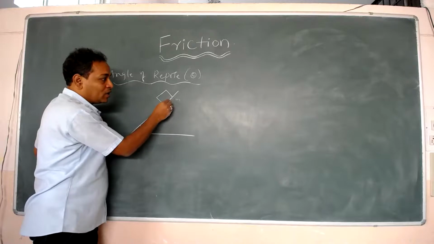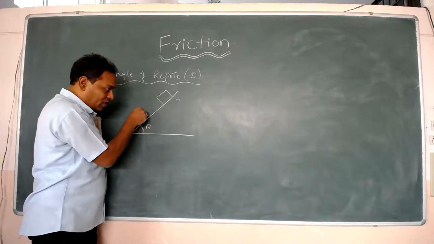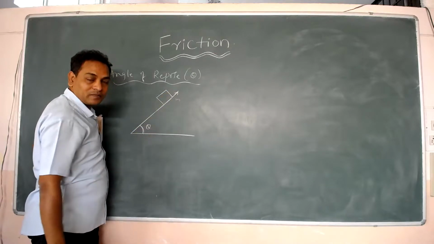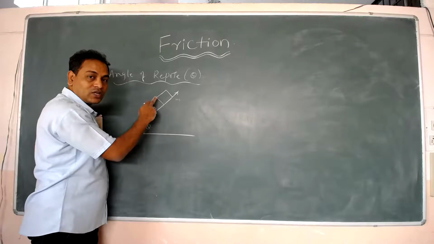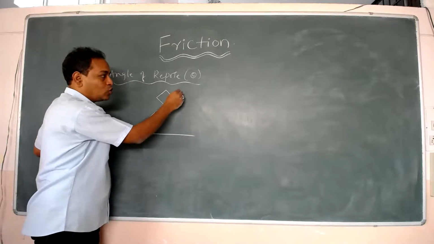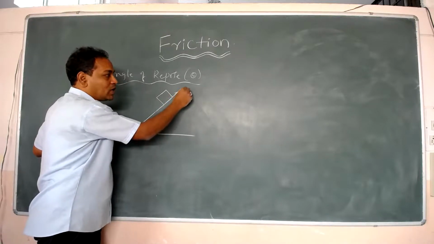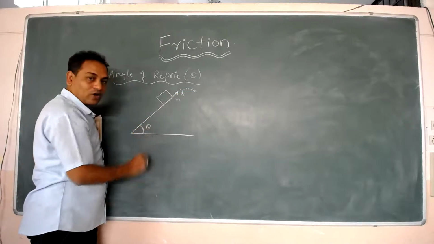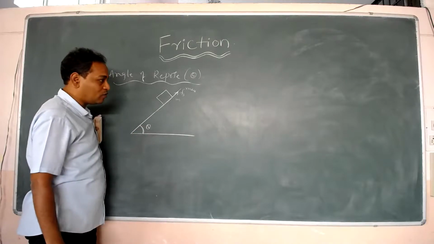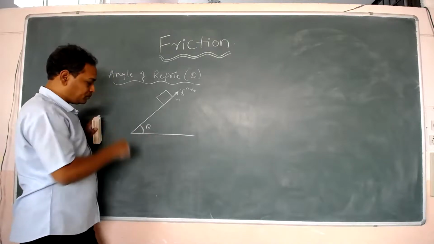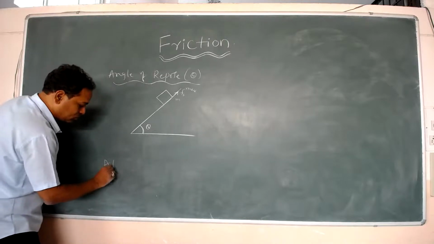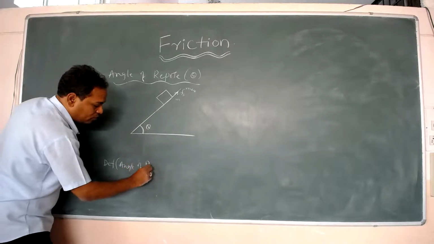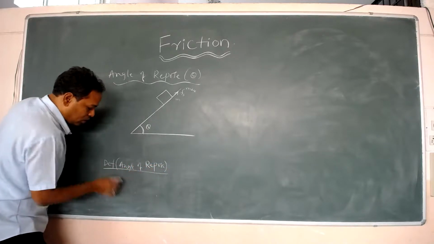So during that time, the body is about to slide in this direction. That means in the opposite direction, a maximum static friction is said to be acting. Why? Because this is the situation where it is just about to slide. So in this case, a maximum static friction is acting. During this time, this angle is said to be the angle of repose. This is called angle of repose. So here, I will define angle of repose. How to define this?